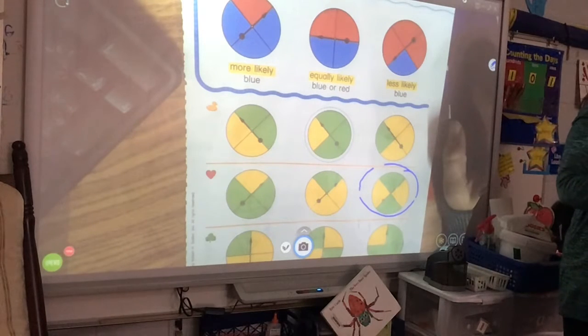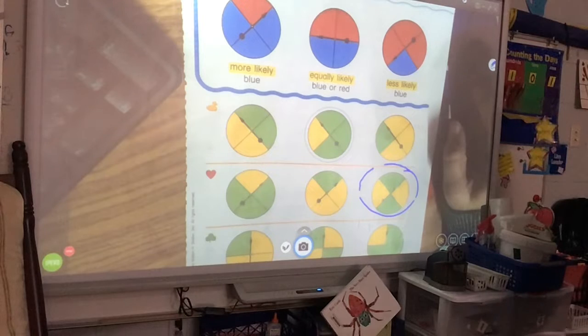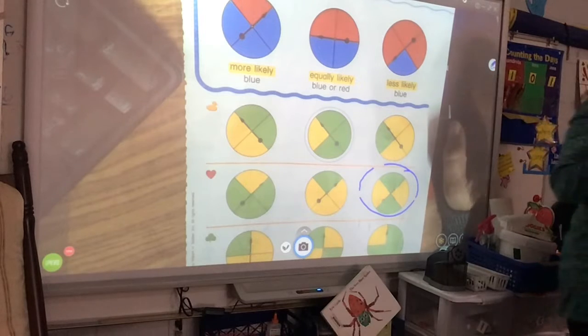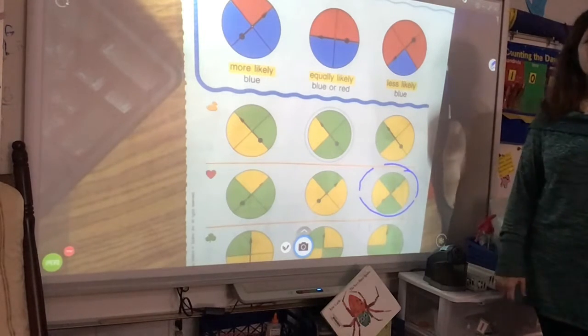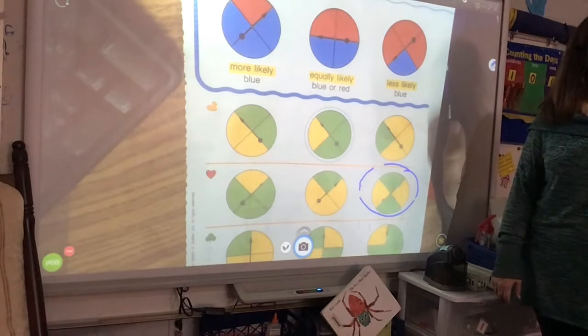Are we ready for the clover? Yes. Look at the clover. Circle the spinner that shows it is, listen carefully, less likely to land on green. Less likely to land on green. Circle the one on the bottom that is less likely to land on green. Don't you flip yet.